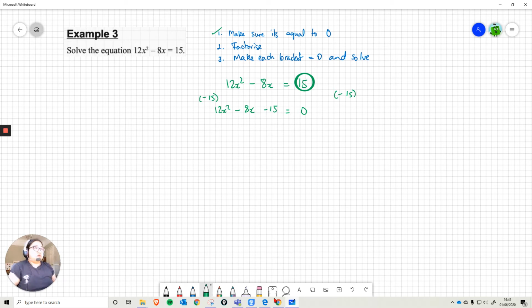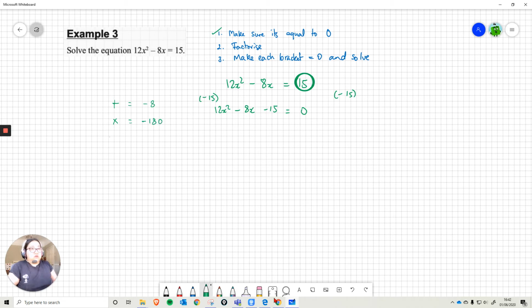So now that I've made the equation equal to 0, I'm going to factorize and move on to step 2. And remember, I want my 2 numbers in my brackets to add together to give me minus 8. So that's the first thing we need to think about. So they have to add to equal minus 8. And they have to multiply together to equal what the coefficient times the constant equal. So 12 times negative 15.